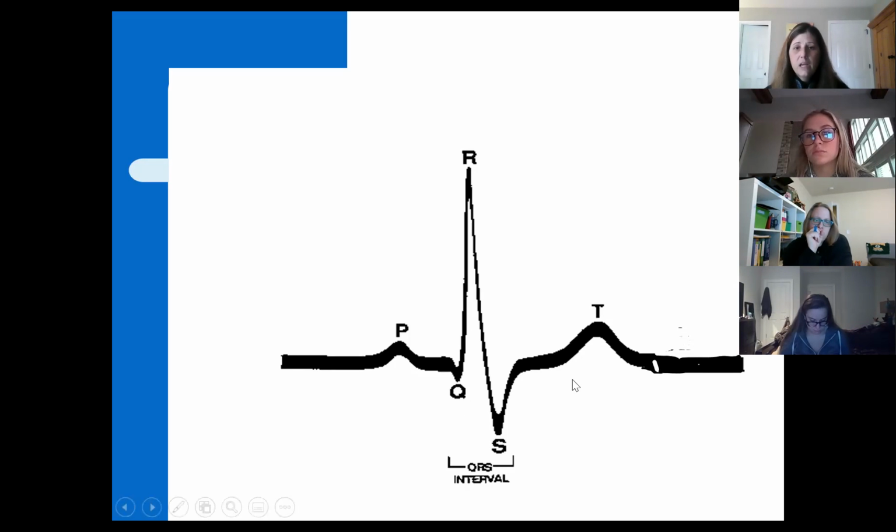Now, the T wave, typically larger than the P, is the representation of the ventricular repolarization, resting, recovery. You're going to hear those terms used interchangeably. That's when the ventricles are refilling, they're resting, and they're getting ready for the next contraction, the next depolarization, okay? So if my atria contract here with a P wave, my ventricles contract with the QRS, and then my ventricles rest with the T.